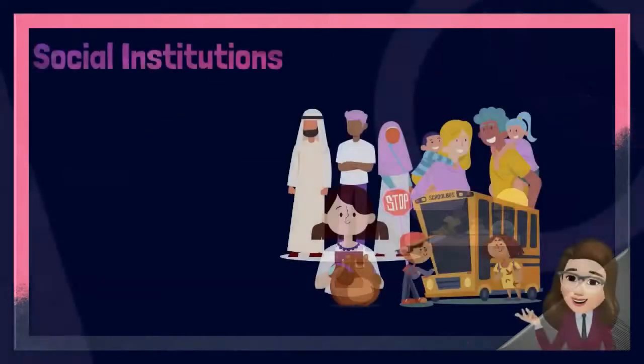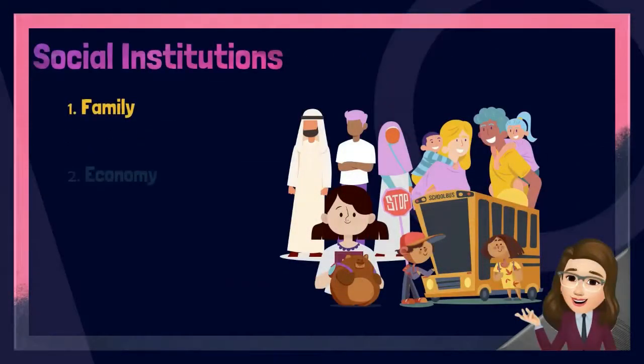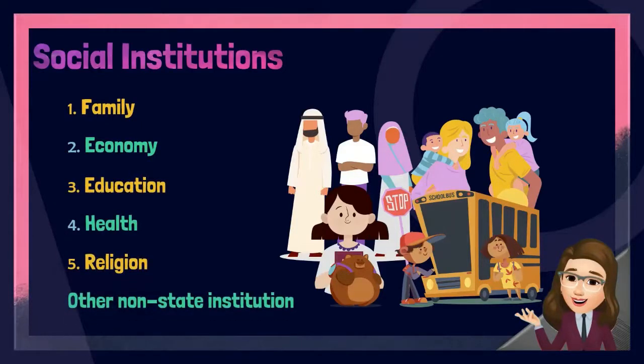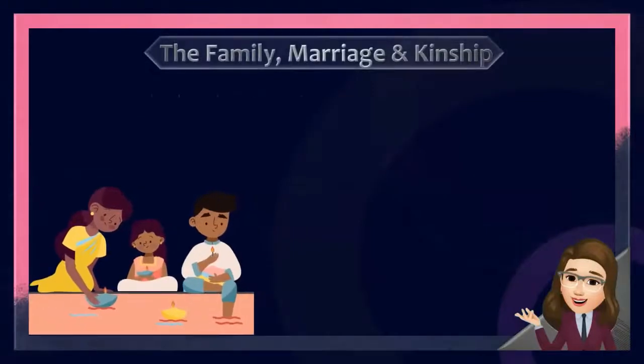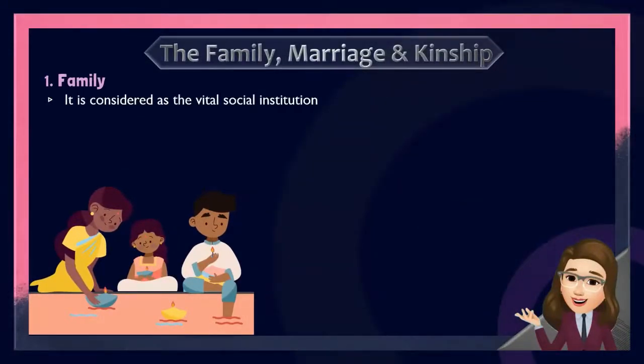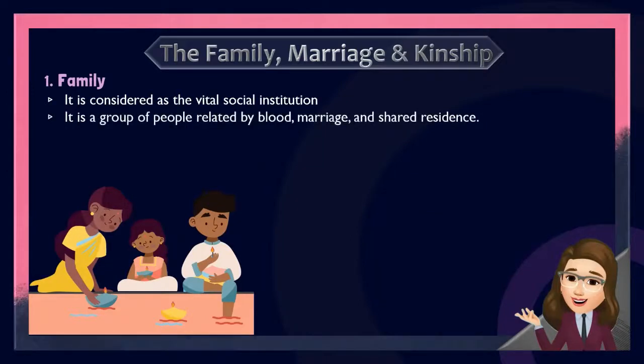The primary institutions are family, economy, education, health, religion, and other non-state institutions, and they differ from political institutions under the state. The family, it is considered the vital social institution. It is a group of people related by blood, marriage, and shared residence.